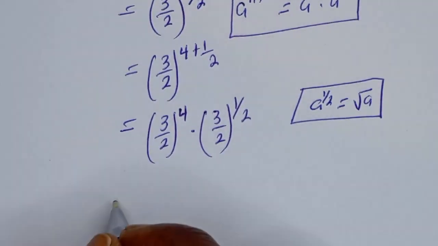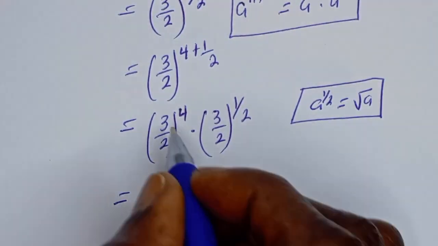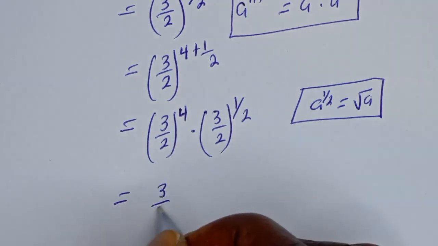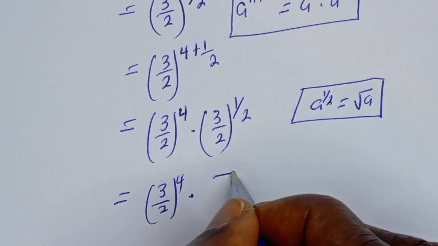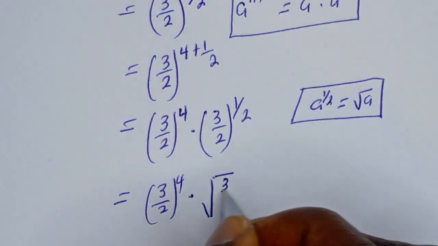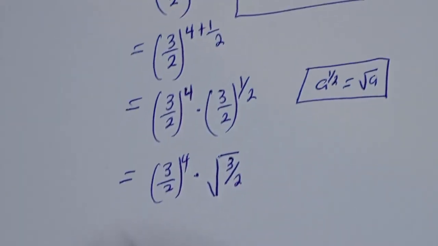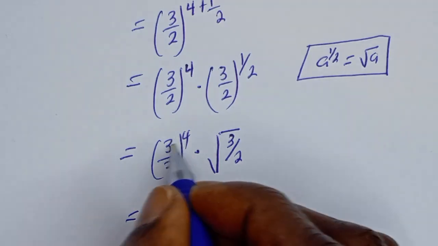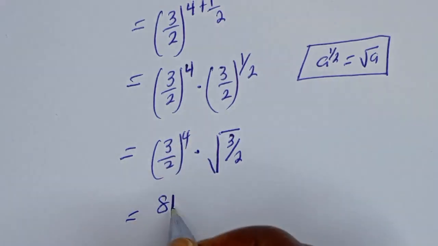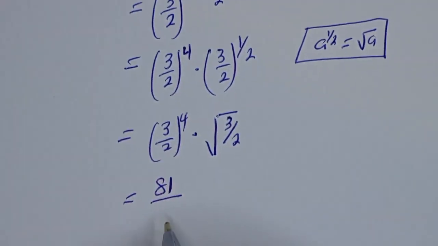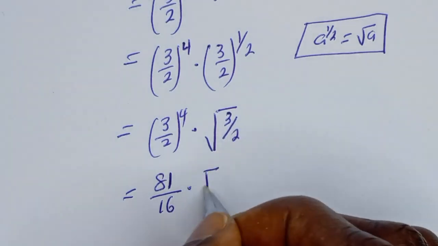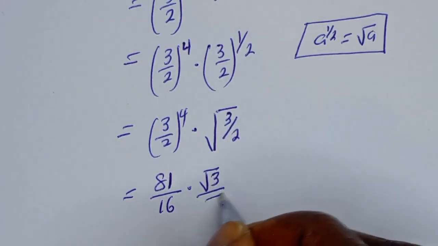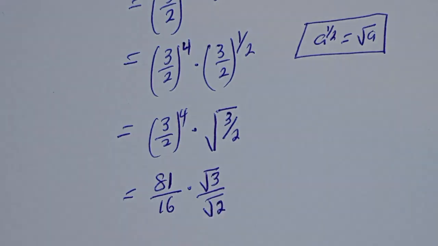Then this is equal to (3/2) to the power of 4 multiplied by the square root of 3/2. Then this is equal to 3 to the power of 4, which is 81, over 2 to the power of 4, that is 16, multiplied by, this can be written as root 3 over root 2.